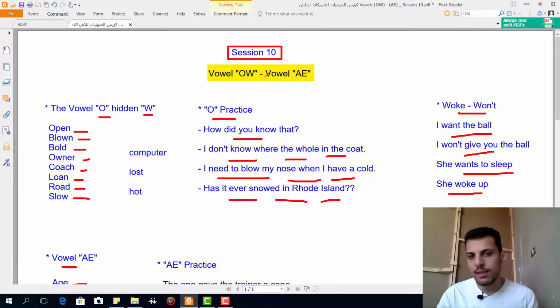How did you know that? Did you, right. So there's a J sound in here, okay. Why? Because of did you: the D and the you after it, right. Remember when we took D and T. So did you has a J sound here. How did you know that? I don't know. When you say I don't know, there's a wah sound, the hidden W, right. I don't know where the hole in the coat. I need to blow my nose when I have a cold. Has it ever snowed in Rhode Island? Okay, intonation up and down. Okay, walk and want. I won't give you the ball. The ball, okay. She woke up in the morning.